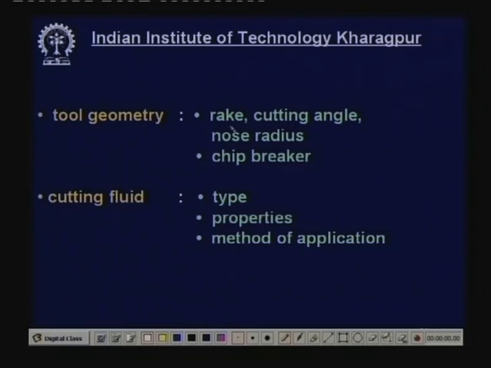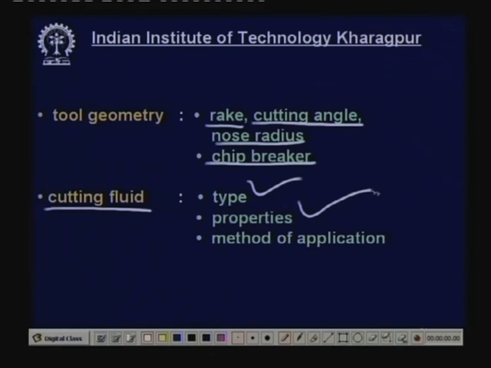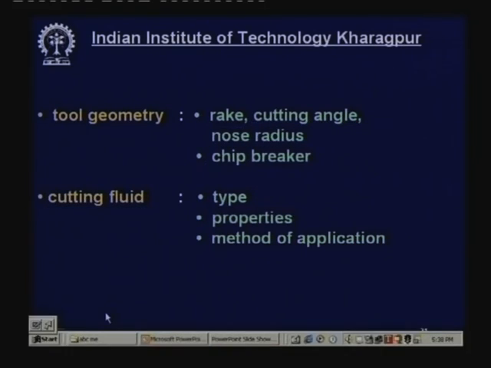Then tool geometry, tool geometrical parameters: rake angle, cutting angle, nose radius and chip breaker if applied. And cutting fluid, very important: what type of cutting fluid you are applying, and what are its properties, that is cooling property, lubricating property, viscosity, wetting property and so on, and the method of application of the cutting fluid. How do you apply it? Drop by drop, by flood or jet, or as a mist, or from the top, from the bottom, from the side and so on. All these things play a vital role.